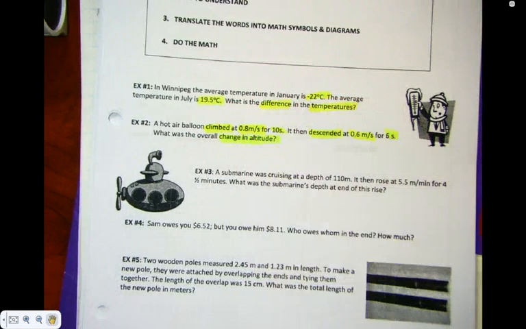Change in altitude. Do I care as a mathematician this is a hot air balloon? I could care less. This is a UFO, an airplane, a helicopter, a hot air balloon. It's regardless to me. I just know something is climbing and descending. Close your eyes. I'm going to read you the words that we just highlighted. Climbed, 0.8 meters per second, 10 seconds. Descended, 0.6 meters per second, 6 seconds. Change in altitude. Do we have enough to answer the question?